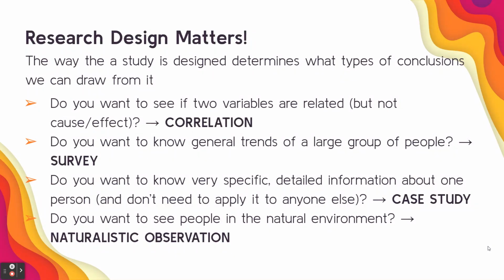If you want to see if two variables are just related, but you don't care about cause and effect, a correlational study would be perfect. Do you want to know the general trends of a large group of people? That would be a survey. Do you want to know very specific, detailed information about one person and you don't need to apply it to anyone else? That's a case study. Do you want to see people in their natural environment? That's a naturalistic observation.